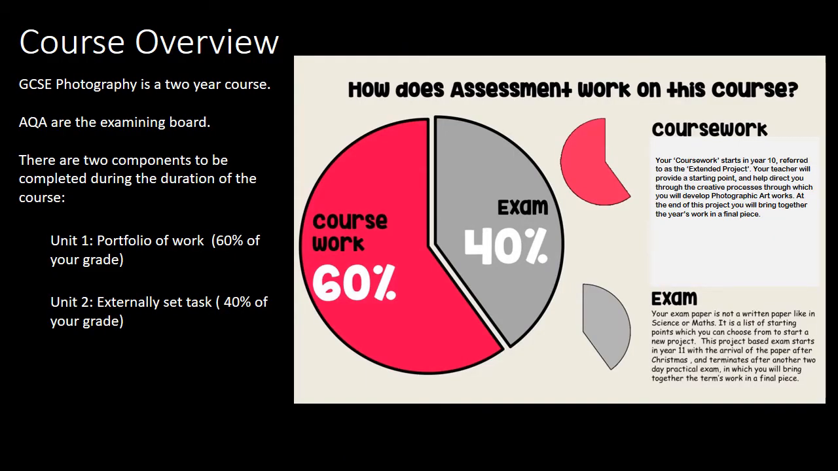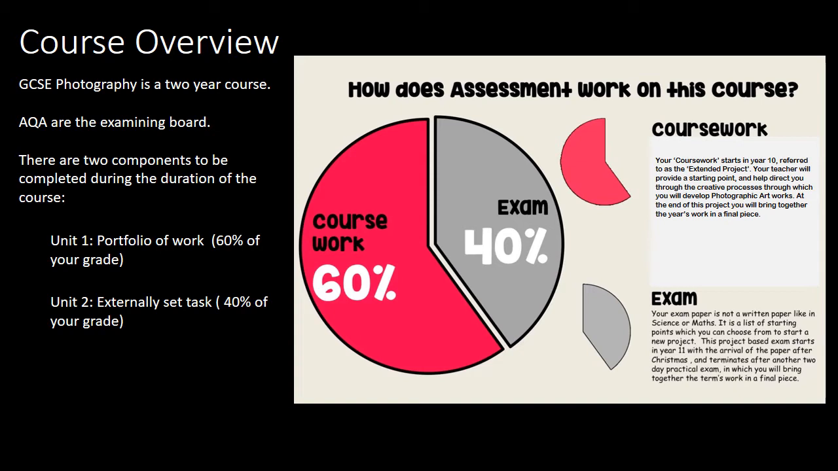To explain a little bit more about how the students are assessed for their photography GCSE course: the course is a 2-year course. AQA are the examining board, and the course is split into 2 components, Unit 1 and Unit 2. Unit 1 is a portfolio of work and creates 60% of your overall GCSE grade.